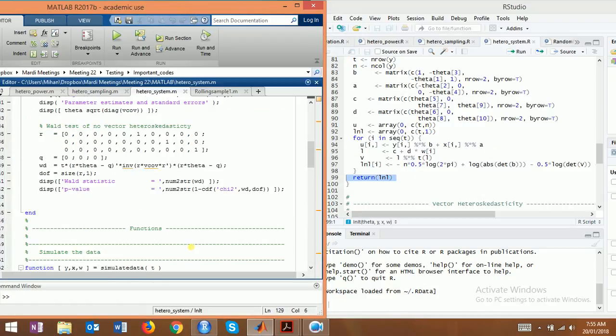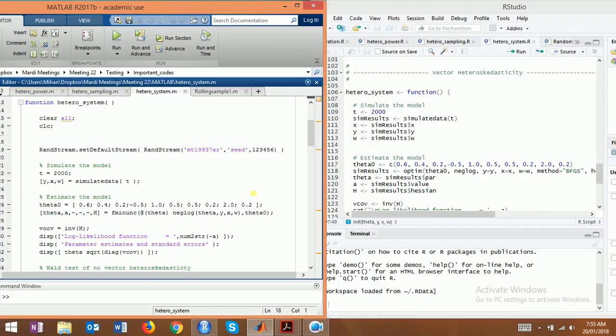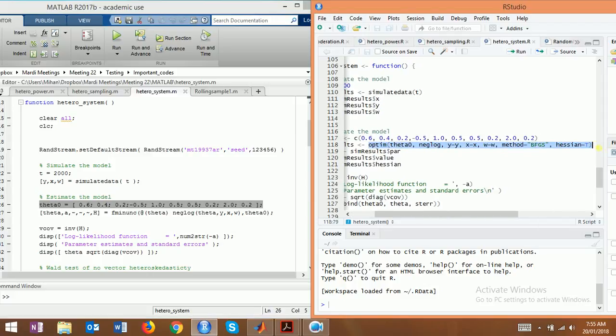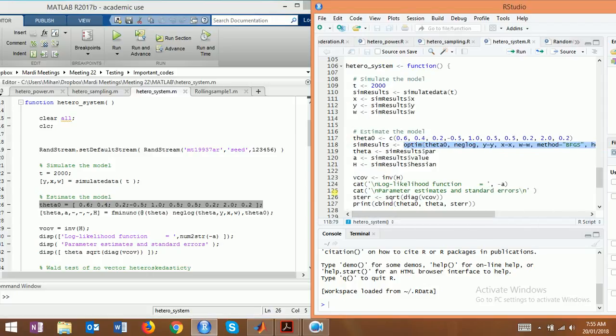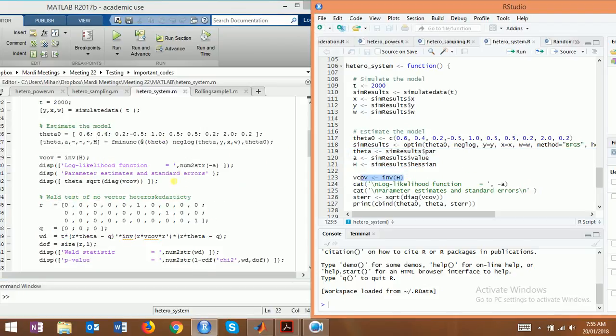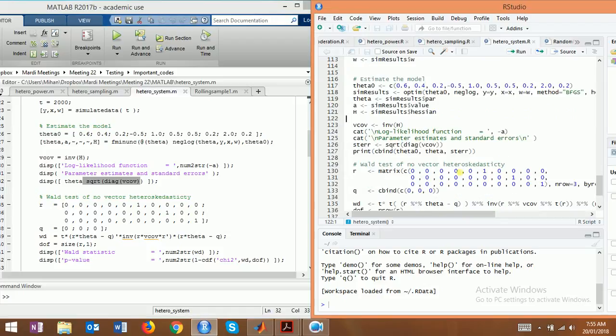Then we go back to our mathematics, where we simulate the data. We give the initial estimates, and then we optimize without regular optimizers, and then we extract the data. Then the variance covariance is represented with the inverse of the Hessian, and the square root of the diagonal of the variance covariance gives us the standard errors.